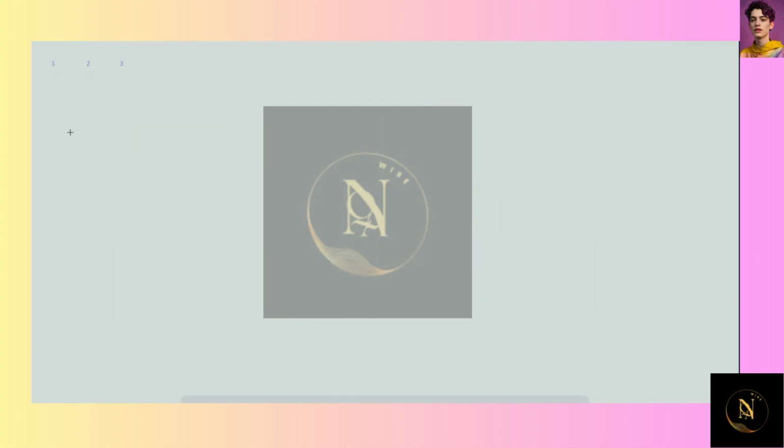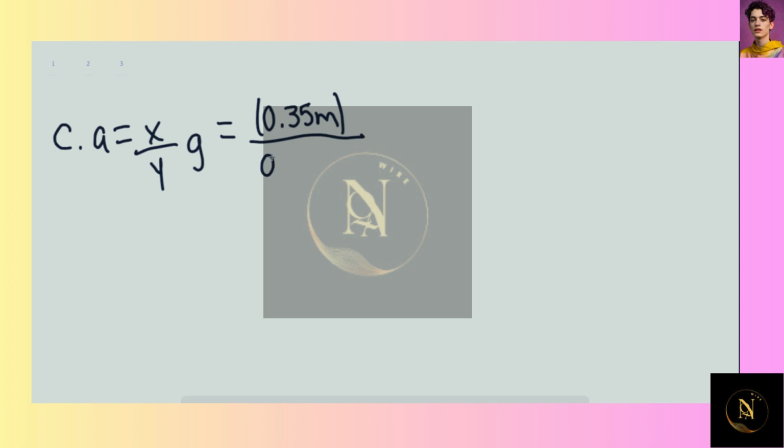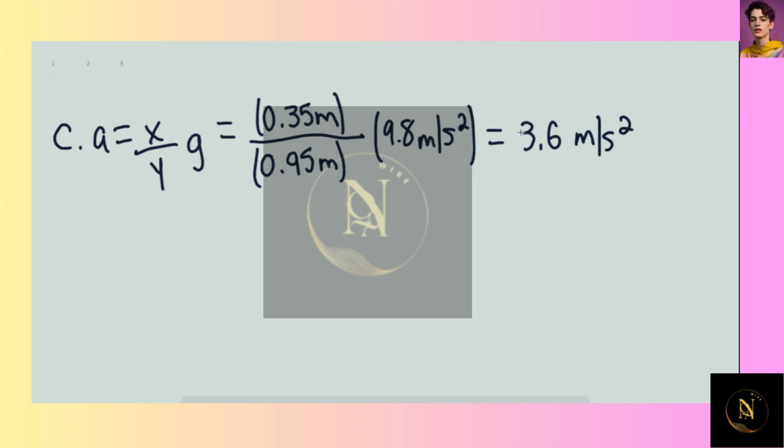And then for part C, they simply want us to solve. So the acceleration is equaling x over y times g. This would be equal to 0.35 meters divided by 0.95 meters multiplied by 9.8 meters per second squared. And the acceleration is found to be approximately 3.6 meters per second squared. This would be our answer for part C.